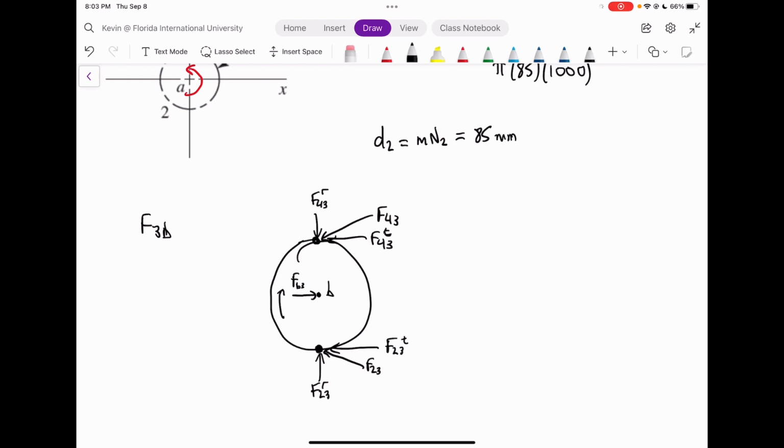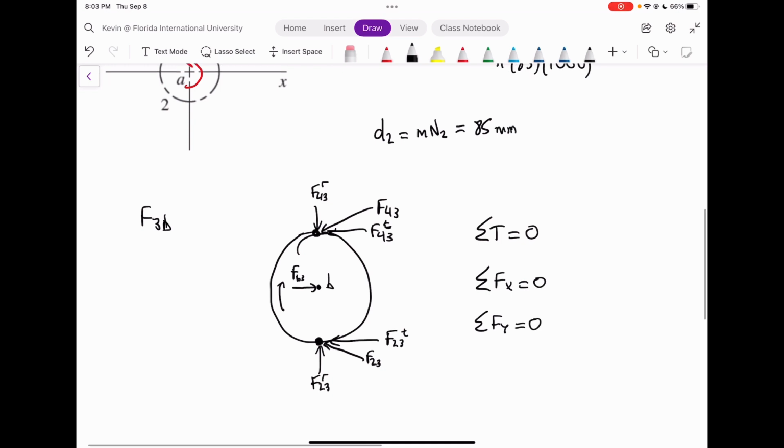Now, some of the things we can say about the idler: we can say that the sum of torques is equal to 0. And because it's a gear and it can't move in space, the sum of forces in X is equal to 0 and the sum of forces in Y should be equal to 0. And we can equate these forces by doing that.